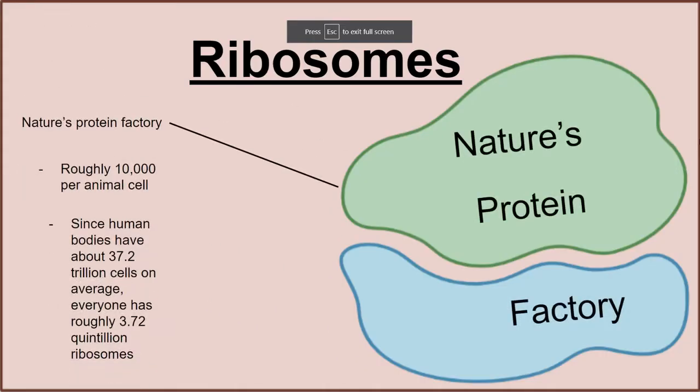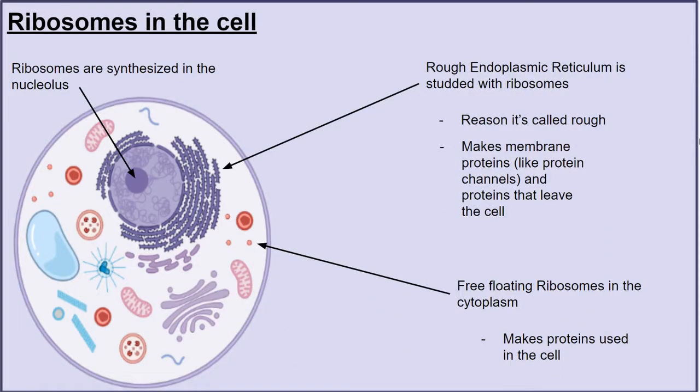Though they're not nearly as talked about as the nucleus or the mitochondria, ribosomes are easily one of the most important organelles in the cell. There are about 10,000 per cell, so you have about 4 quintillion in your body at any given time. Ribosomes are synthesized in the nucleolus and can be found in two major places in the cell.